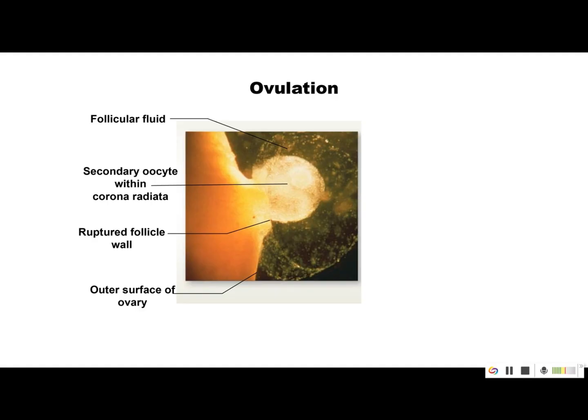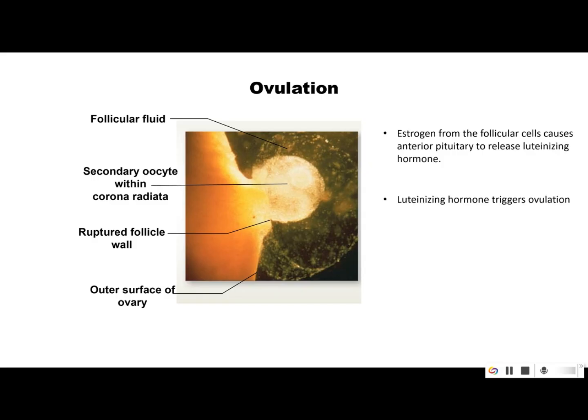As the follicle matures and enlarges, it secretes an increasing amount of estrogen. The high concentration of estrogen causes the anterior pituitary gland to secrete luteinizing hormone. Luteinizing hormone induces the cumulus oophorus to separate from the wall and stimulates the follicle to rupture. The oocyte is released with its cumulus onto the surface of the ovary and into the peritoneal cavity. And now the cumulus is called the corona radiata.